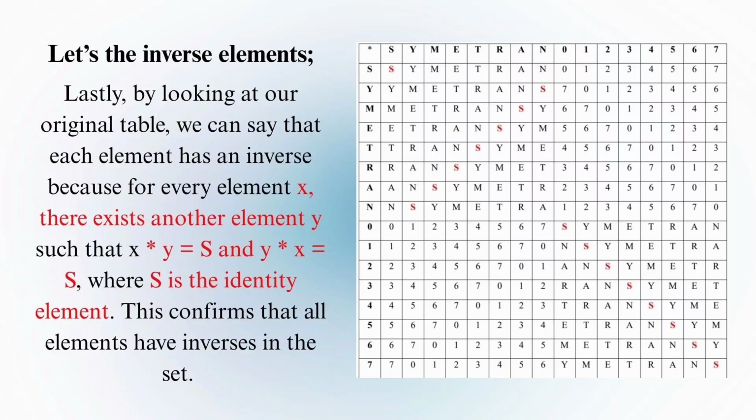So lastly, by looking at our original table, we can say that each element has an inverse because for every element X, there exists another element Y such that X star Y is equal to S and Y star X is equal to S, where S is the identity element. So this confirms that all elements have inverses in the set, like these examples.